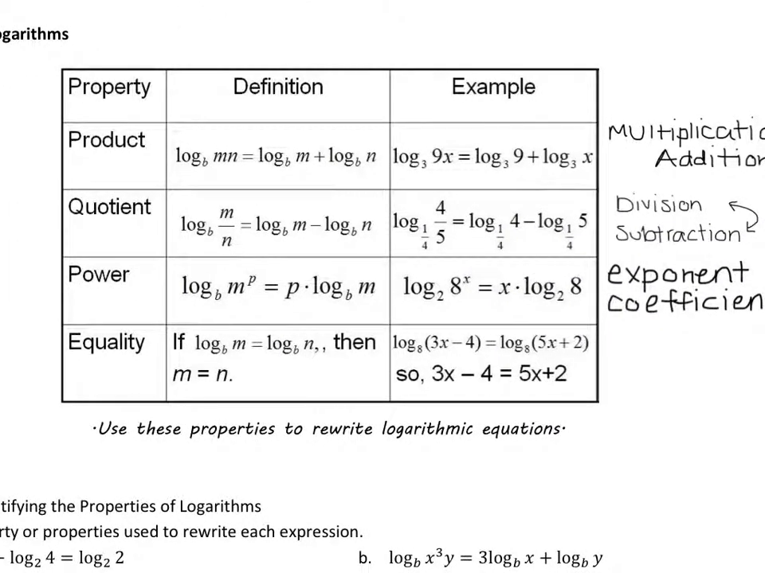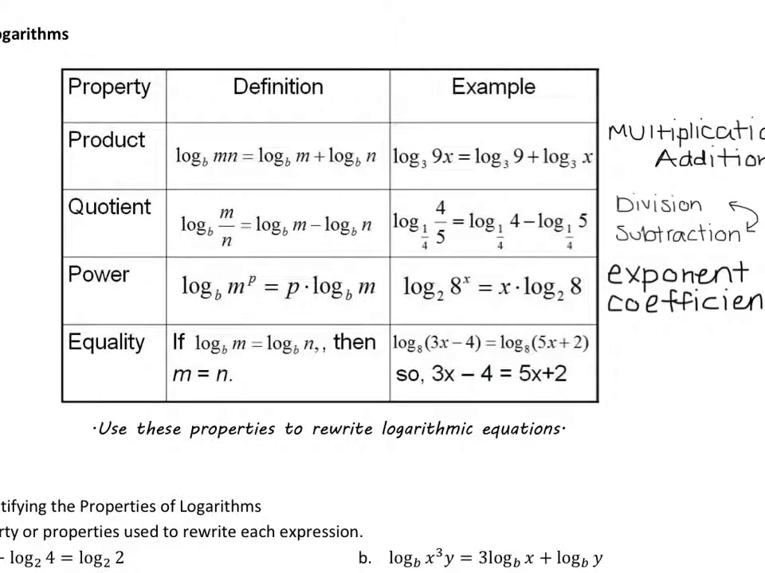The last one is equality, and this one's just kind of common sense. I'm going to use the example to show you. You're taking log base 8 of 3x minus 4 and log base 8 of 5x plus 2. Well, log base 8 is the same thing on both sides. So basically, you can make that go away and say, well, 3x minus 4 must equal 5x plus 2. So it's equality. When they have a common base, then you can have equality there. But there can't be anything in front of the logs in order to make that happen.